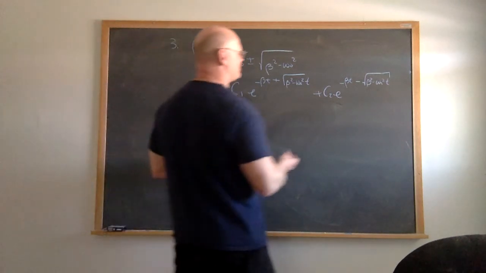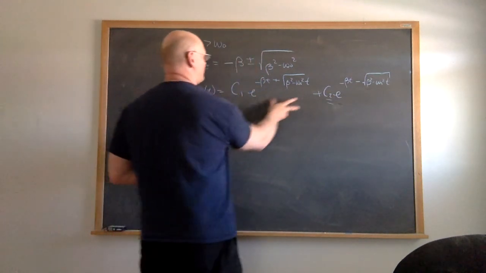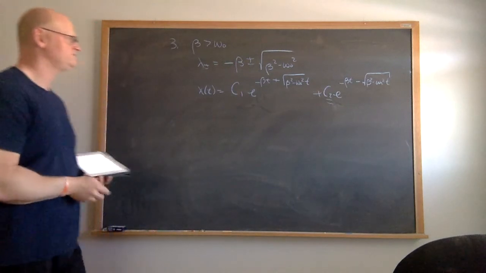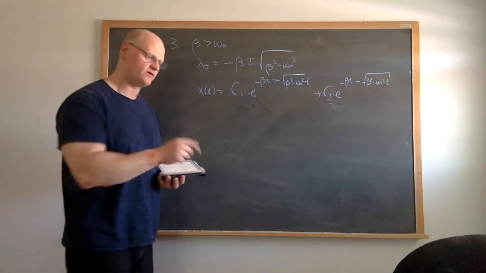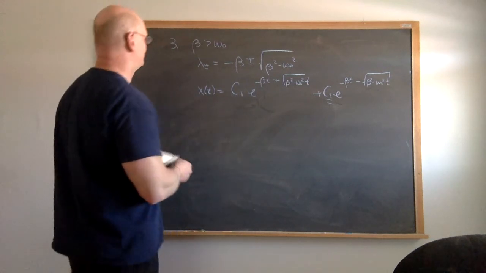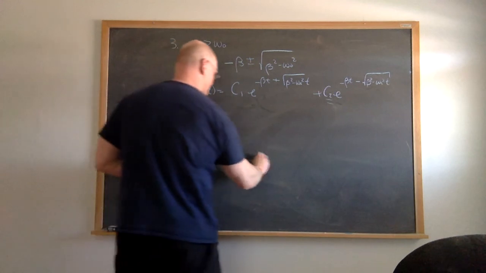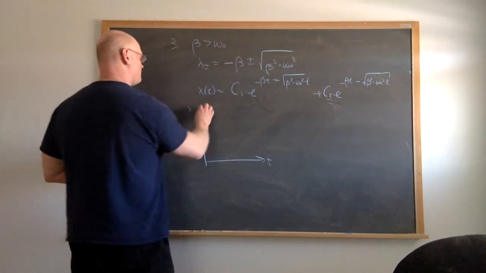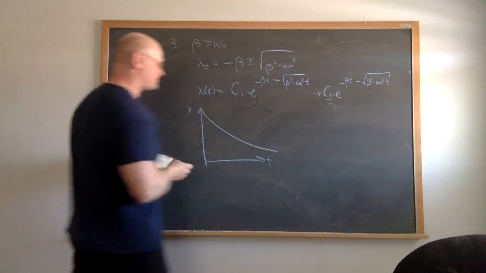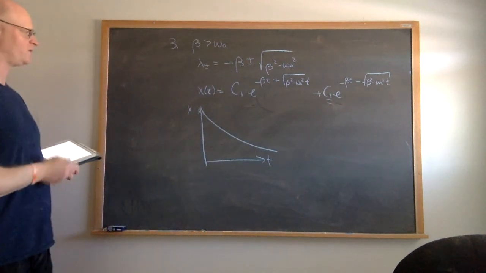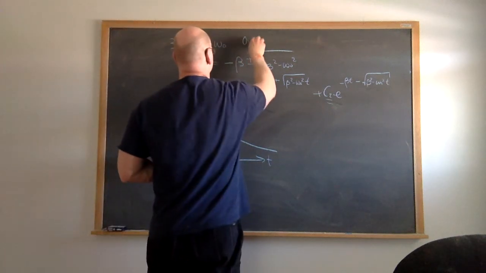Now again, typically what happens in most physical situations, C2 will end up being 0. So you're left with this C1 term, which again means that it's going to go to 0, but it's going to go to 0 slower than what it does in the critical case. So if I plotted x as a function of time, in this case it's still going to exponentially go to 0, but now it's going to go to 0 slower than what it did in the other case. So this is what we call overdamped.